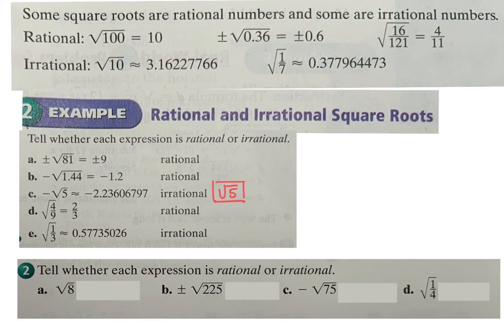All right. So A through D, all they want you to do is say rational or irrational. You don't actually have to find it. You just want to tell me if it's rational or irrational. All right. So square root of 8, does it have a perfect root? No, that is irrational. 225, even if you don't know this one, it actually does. Square root is 15. That is rational. 75, no, it does not have a perfect root. That is irrational. And 1/4 does. It's going to be 1/2, and that is rational.